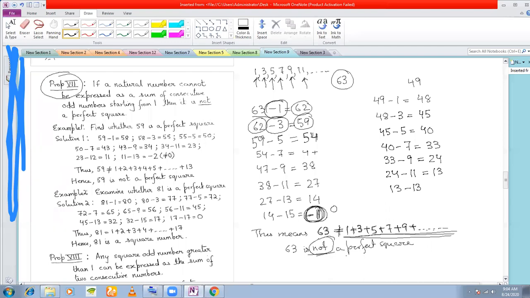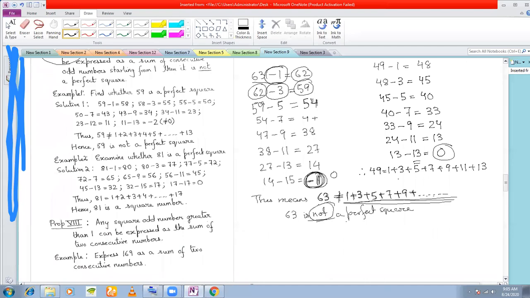So you see that now here I am getting a 0. By the time I'm reaching this 13, I'm getting a 0 here. Therefore, what I can write is 49 is a sum of these odd numbers: 1, 3, 5, 7, 9, 11, and 13. Now there is something very interesting also that you must observe.